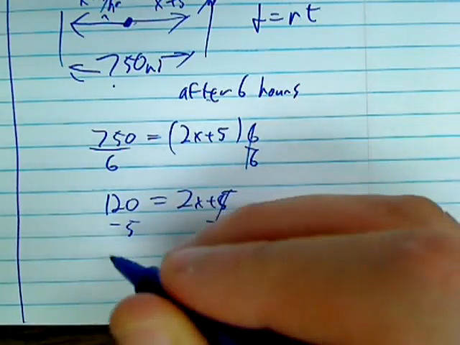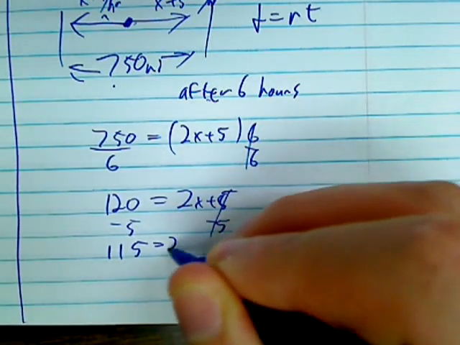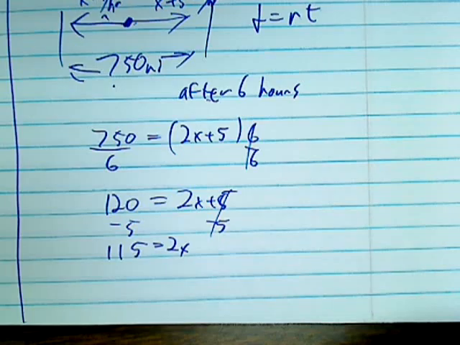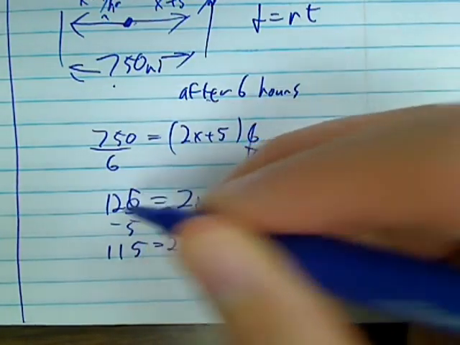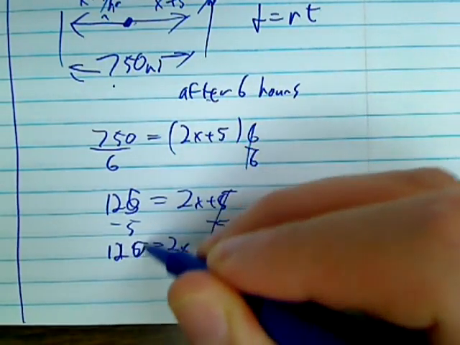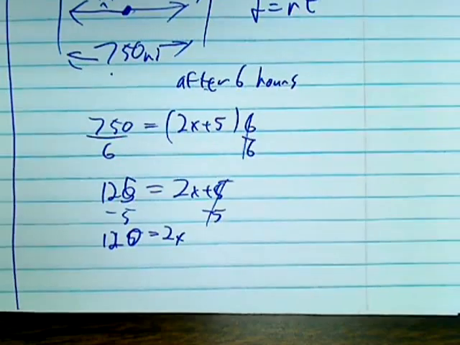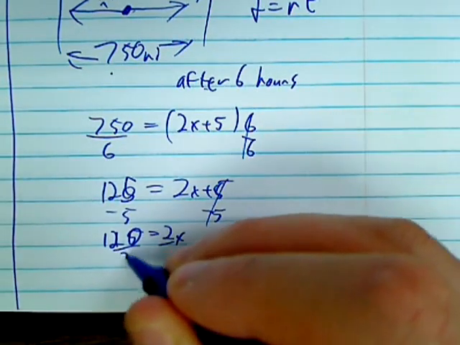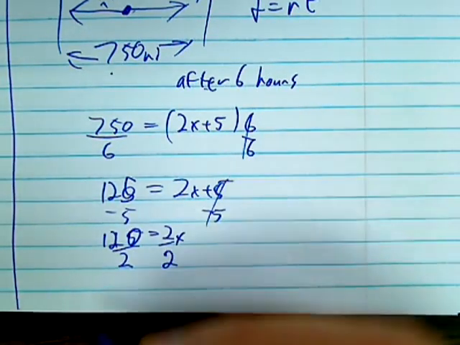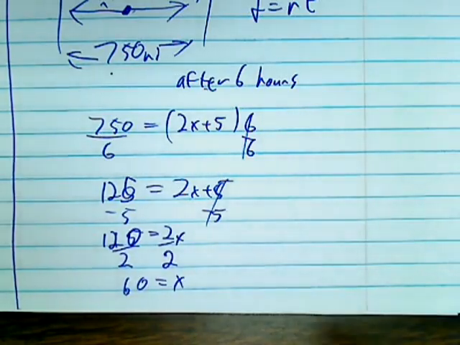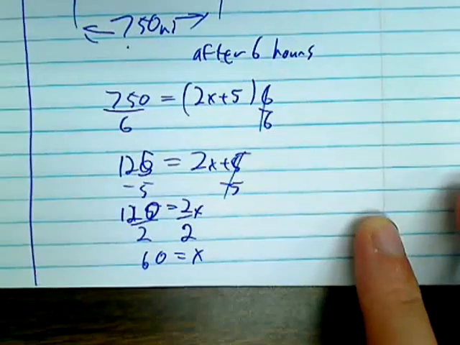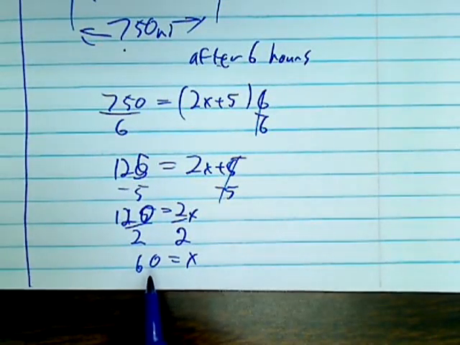Subtract 5 there. Oh, I got ahead of myself. This was 125. So minus 5 would be 120. Okay, now divide by 2. I know the answer was supposed to be 60, so I was like, wait a minute, what did I do wrong? It helps to know the answer. So x is 60. Well, that's good news.